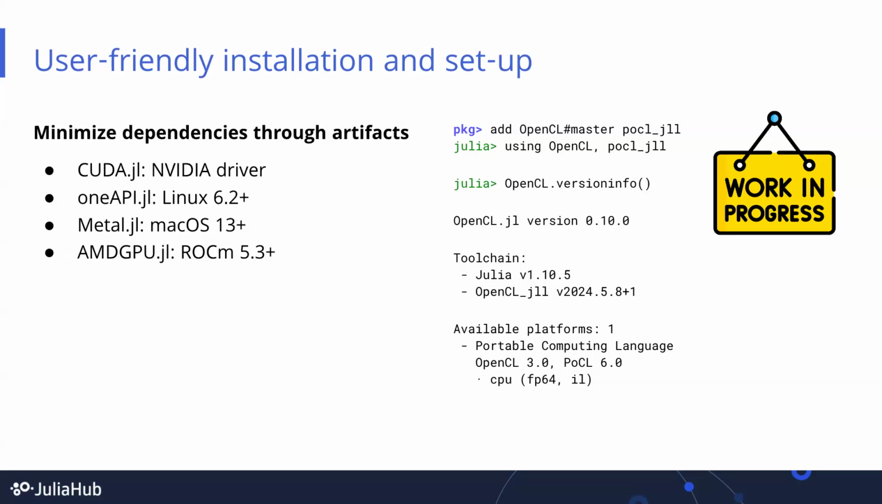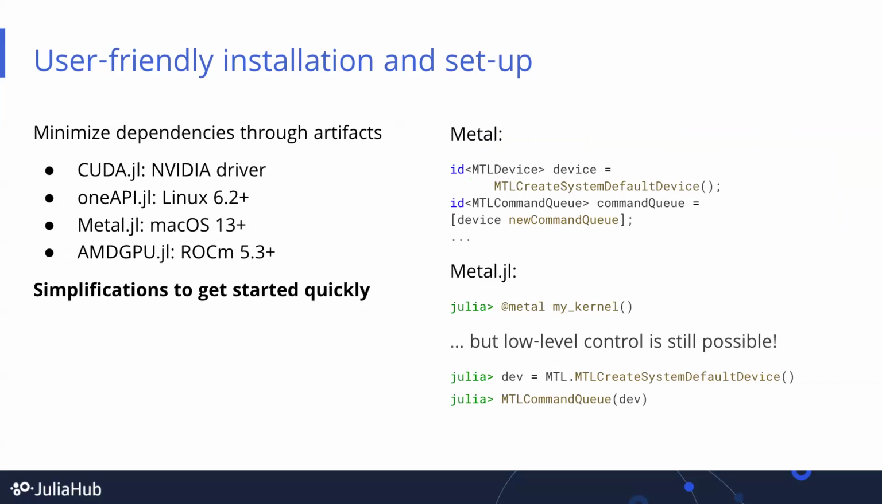I also mentioned flexibility. In order to do so, we perform certain simplification of the typical programming model. For example, if you want to use Metal in Objective-C, the first step almost always will be to look up or create a device to execute code on. Then you have to create a command queue. Similar things are required in CUDA or OpenCL.